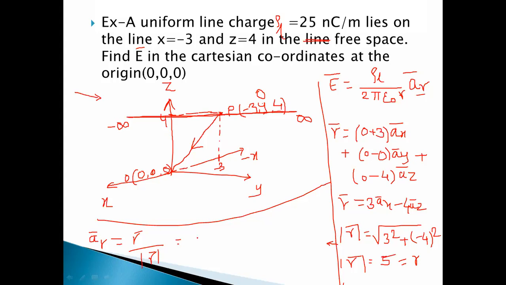Okay, so putting all the values, this r bar is plus 3 a bar x minus 4 a bar z, divided by mod of r bar, which is 5. Put all these values in the equation of this E bar.